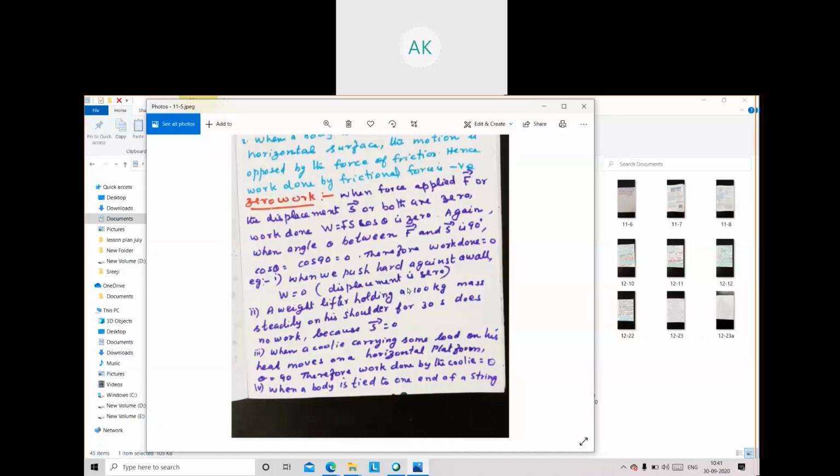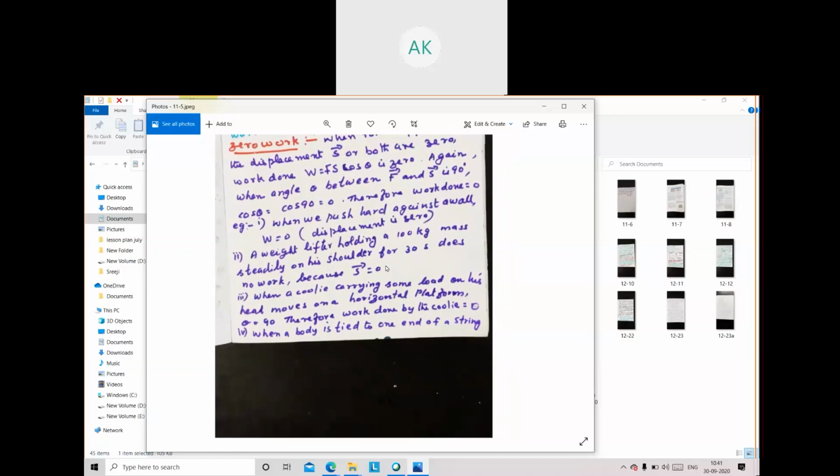A weightlifter holding a 100 kilogram mass steadily on his shoulder for 30 seconds does no work. See, the weightlifter is holding a 100 kilogram mass steadily on his shoulder for 30 seconds. He is holding that body. But work done by him is 0. Why? Because there is no displacement. So work done by him is 0.